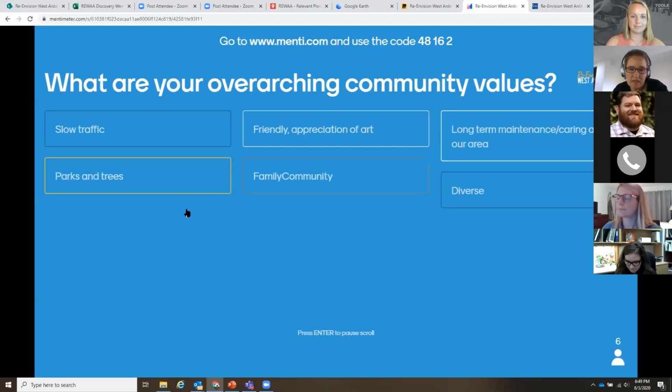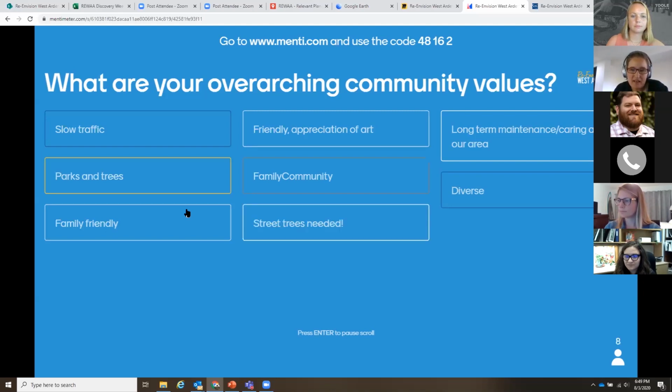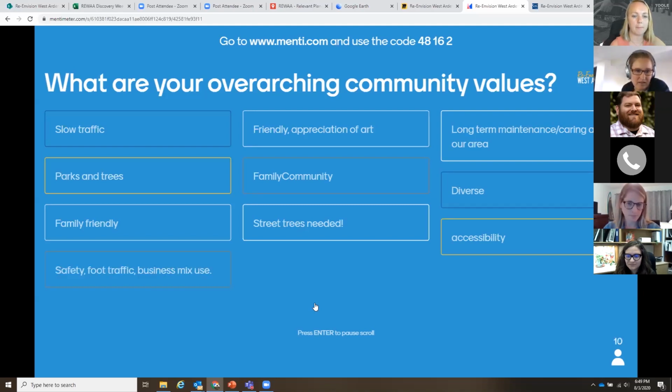Love it. The idea of family and community came up quite a bit. The diversity and embracing that and really celebrating that. Parks and trees and shade. We heard a lot about shade in our group. Family friendly. Really important aspects of your values that can help drive the design process. Wonderful. Mix of uses. Lovely. Local, vibrant place.